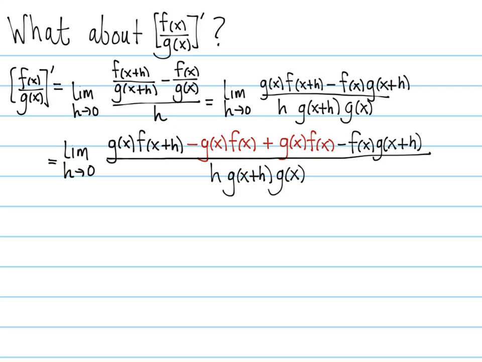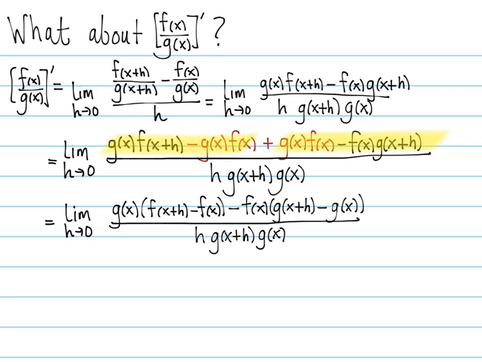So my limit as h goes to 0 of g of x f of x plus h minus g of x f of x plus g of x f of x minus f of x g of x plus h all over h g of x plus h g of x. If you look, these have a common factor of g of x, and these have a common factor of f of x. And so just like before, we're going to go ahead and factor. And now, this and this look like exactly what we need for f prime and g prime respectively.